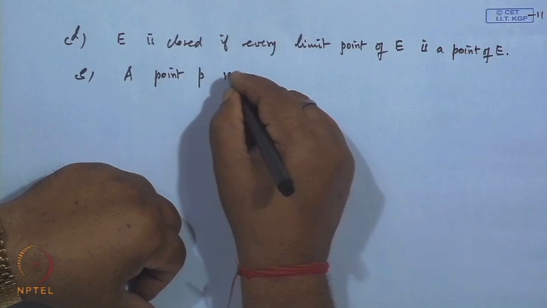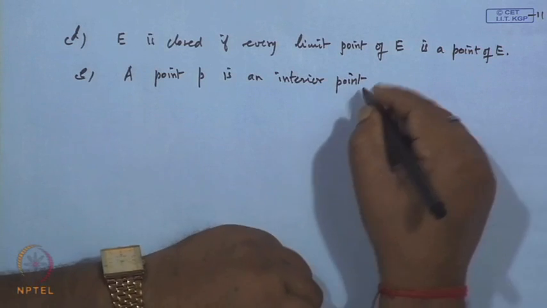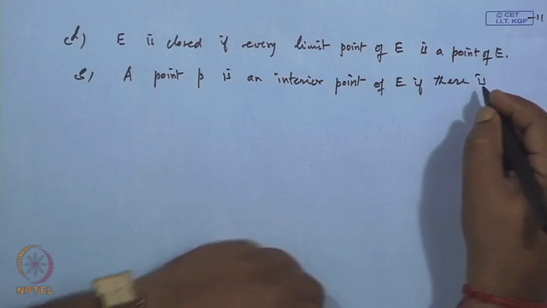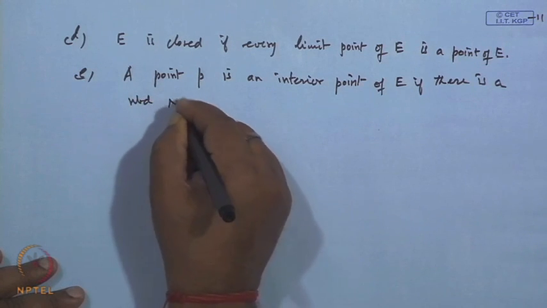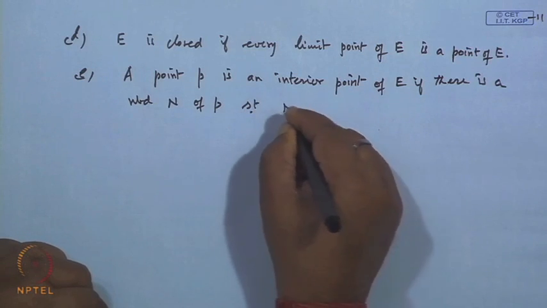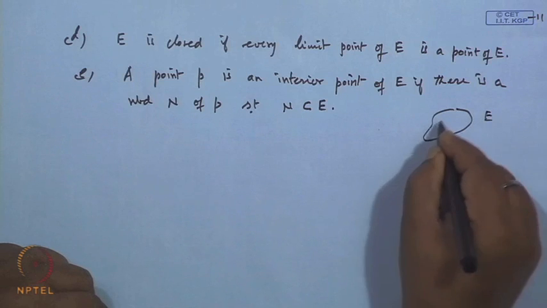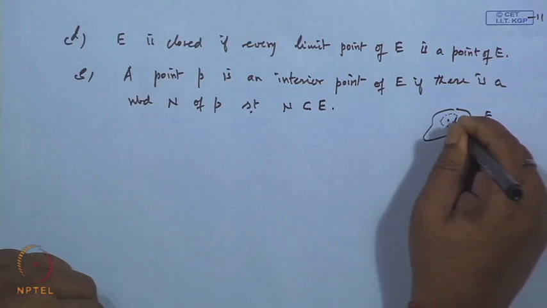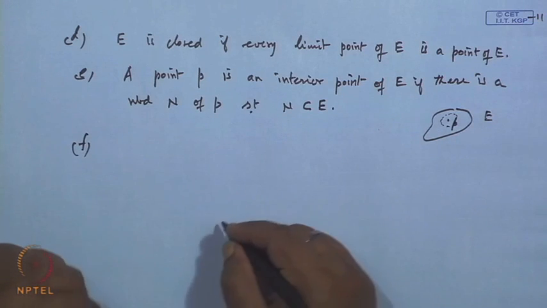A point P is an interior point of E if there is a neighborhood N of P with a suitable radius such that this neighborhood is totally contained in E. So, what he says is, this is our set E, we say this point P is an interior point if there exists a neighborhood around the point P which totally lies inside E. Then such a point P is called an interior point.